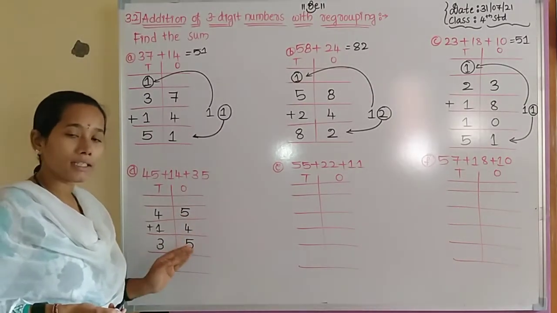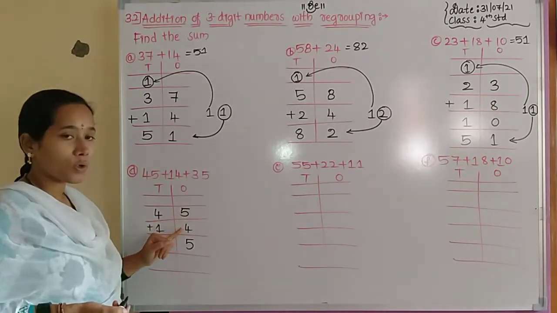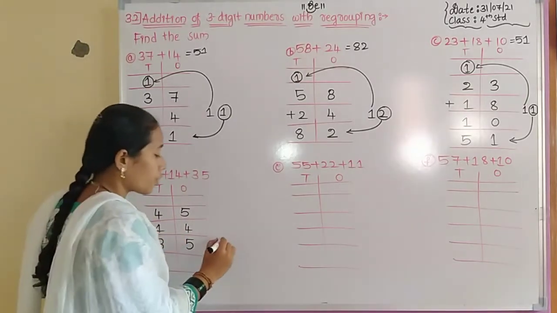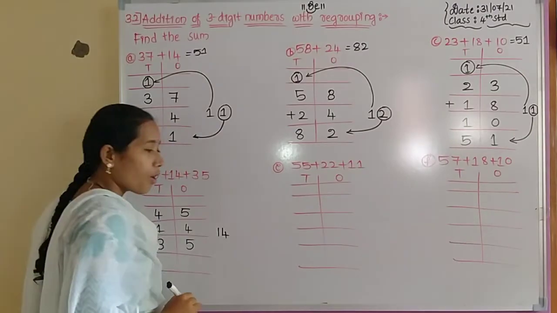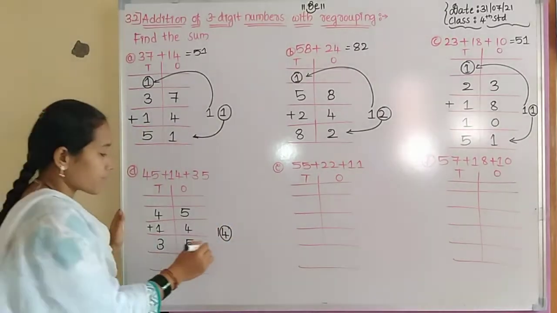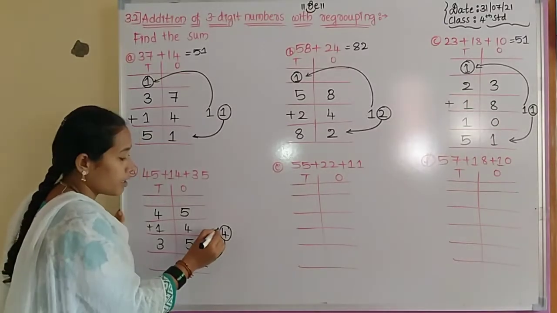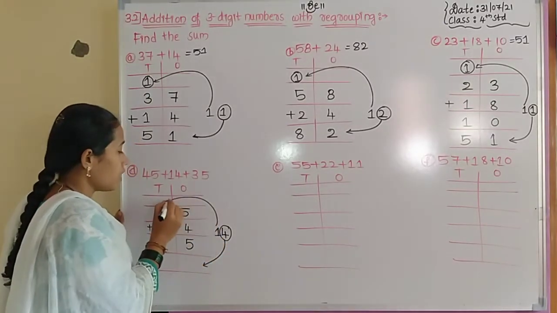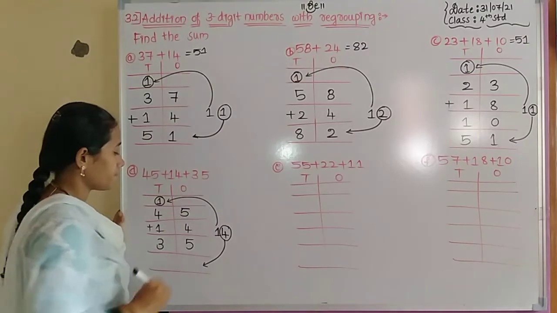Okay, we have to add these 3. 5 plus 4 is equal to 9. 9 plus 5 is equal to 14. Here we get the what? 14 number. In 14, 4 is in the ones placement. So write 4 here and 1 is in the tens placement. So give carry to the next placement.